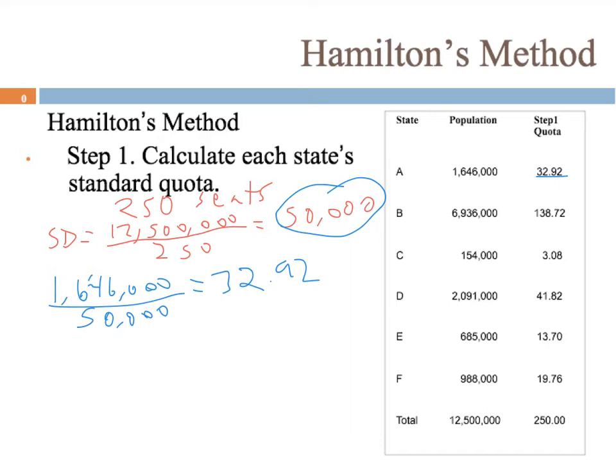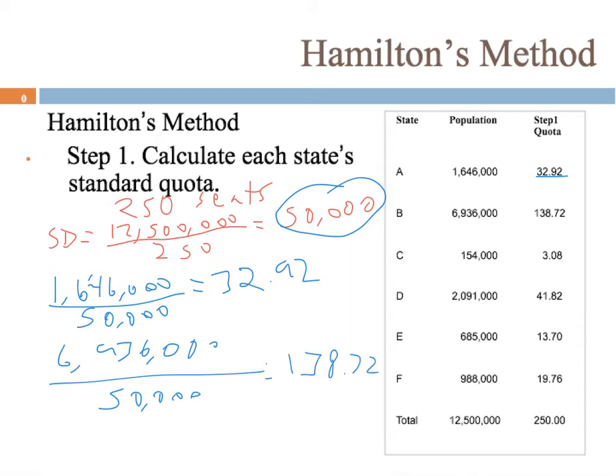And we can do the same thing with B. So 6,936,000 divided by 50,000. That's going to get us 138.72, which is right here. So, and we could do this for all six, but it's the same every single time. And then at the end, you should notice that the exact standard quota should always add up to a perfect 250, or the amount of seats. Okay, in this case, it's 250.